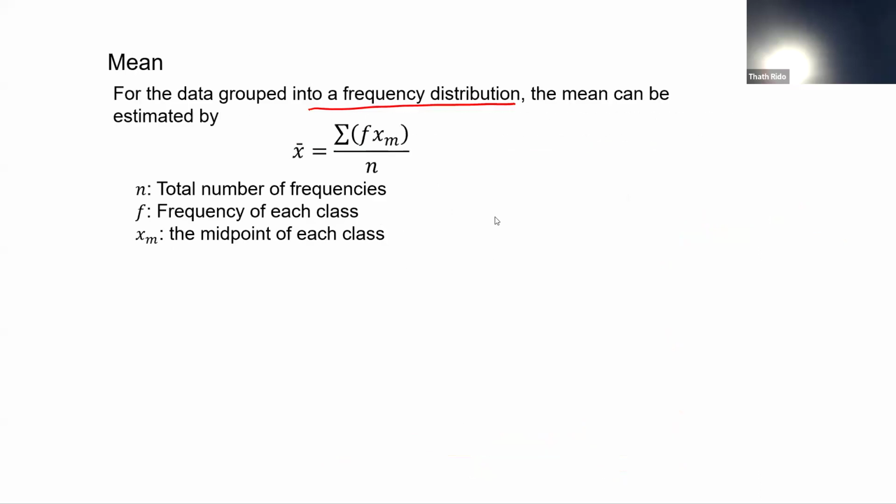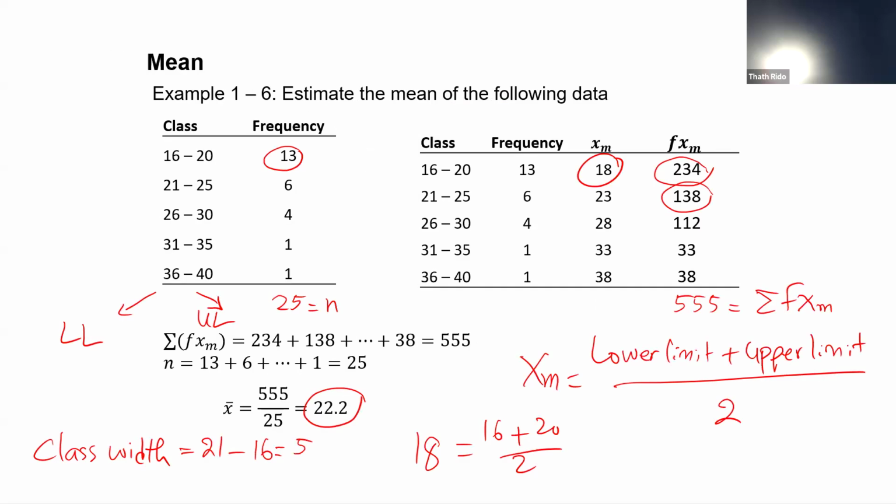This is the mean for grouped data. We do not have individual data, but we are provided with grouped data. That means our data set is already grouped into a frequency distribution, such as this example. We use this table to compute the average of the values from 16 to 40. What is the average in this case? The result is 22.2.